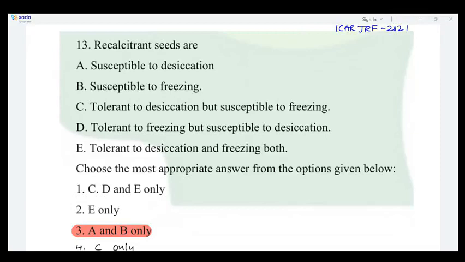The first statement says that it is susceptible to desiccation. This is true, and susceptible to freezing is also true. Tolerant to desiccation: if the first statement is true, then obviously the third statement won't be true. And the fourth one is tolerant to freezing: if the second statement is true, then the fourth statement is not true. And the fifth is always false. So it is A and B. I don't know whether you just don't want to answer since it was simple, or what the reason is. I hope you have understood it.